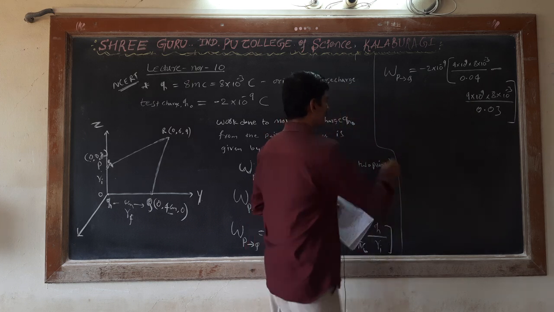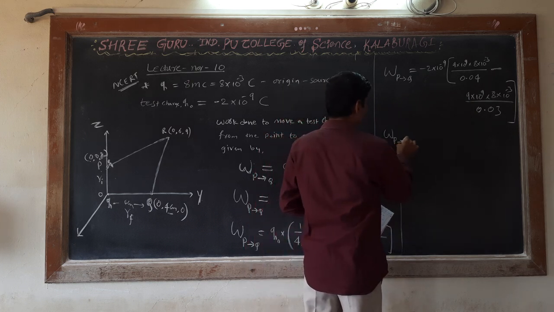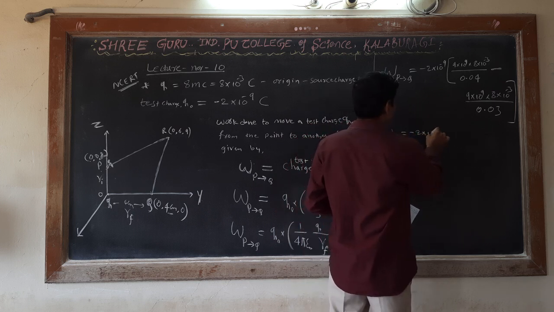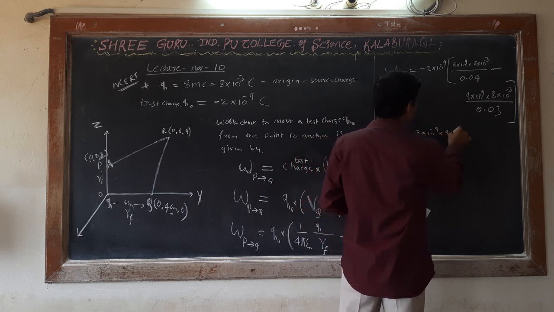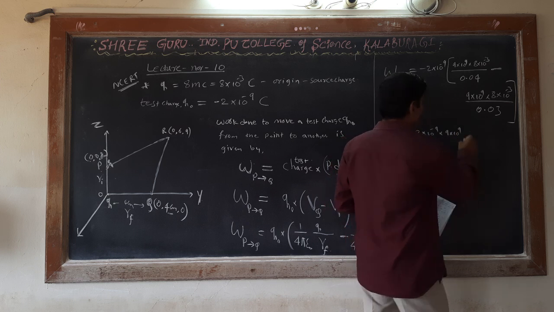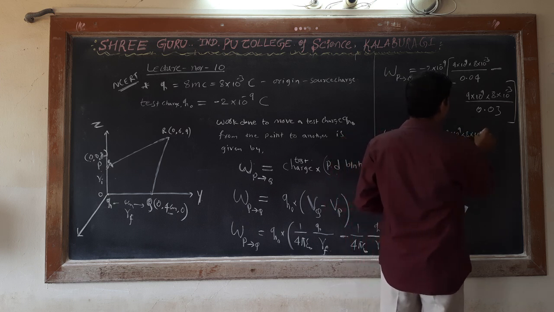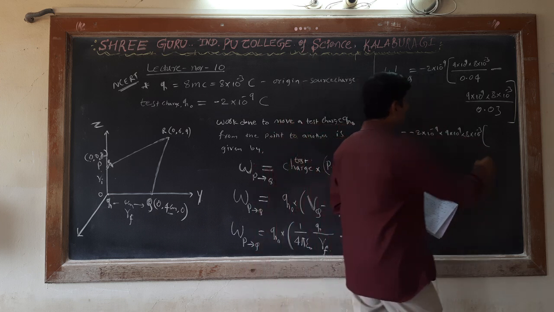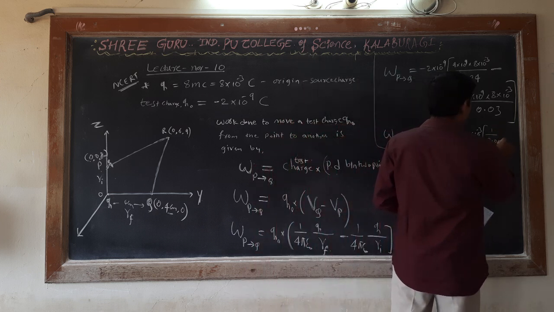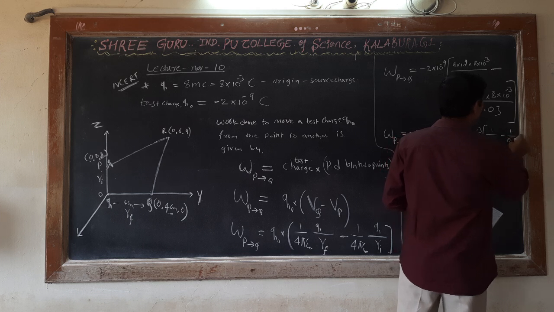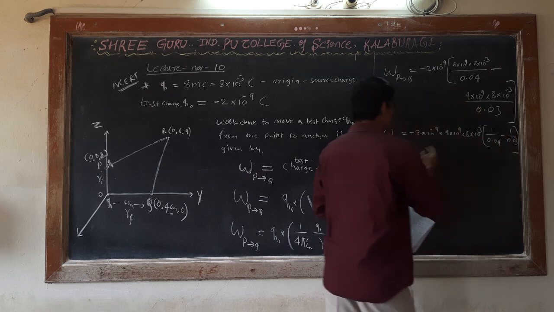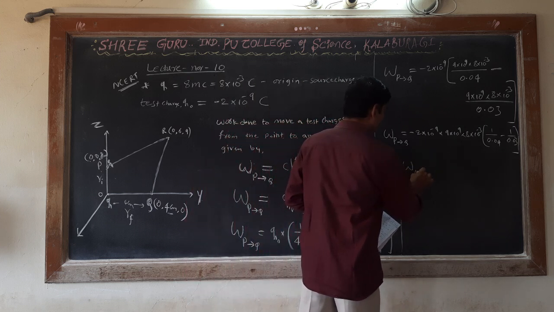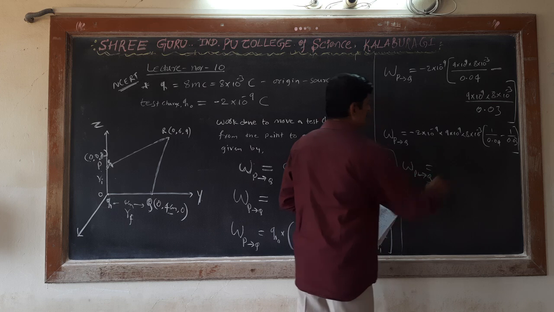Understood? So work done to move the charge from P to Q is equal to minus 2 into 10 to the power minus 9, 9 into 10 to the power 9, 8 into 10 to the power minus 3. Take these common. So you will get 1 divided by 0.04 minus 1 divided by 0.03. Now simplify this one and get the answer.